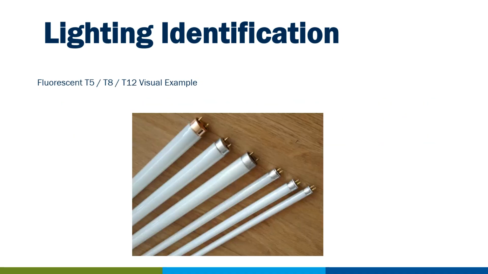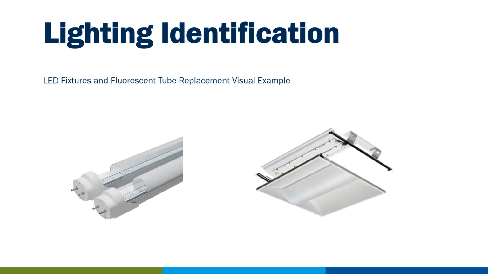Here we have a visual example of conventional fluorescent tubes in T5, T8, and T12 sizes. Note the glass tube and the electrode on the end. Next, a visual example of an LED replacement tube and full LED fixture for a drop-down ceiling. Note the opaque plastic backing on the tube and the LED strip behind the lens cover on the fixture assembly.